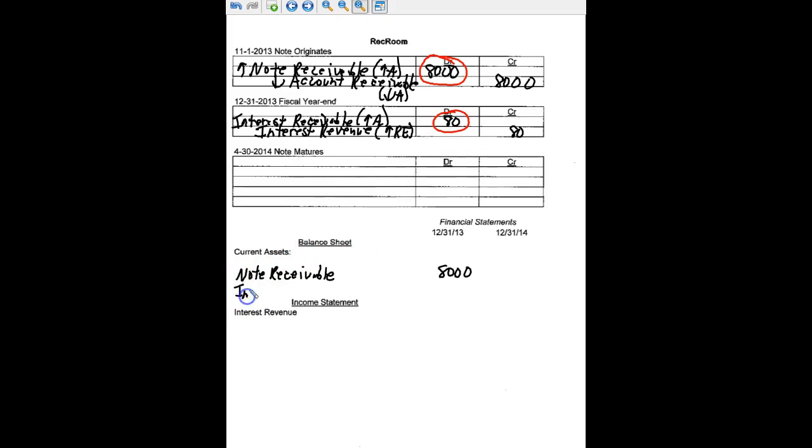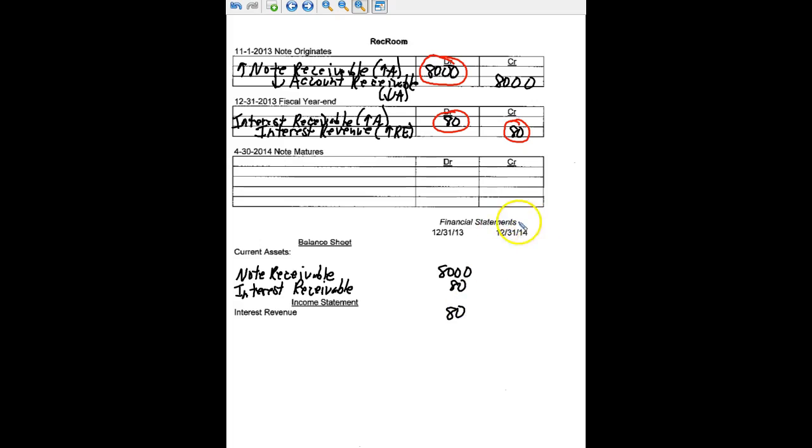And then also interest receivable. So because there's only one entry to both of these receivable accounts, I didn't bother with the T account. All right, so we have a note receivable of $8,000, interest receivable of $80. And then we also would have interest revenue that would go on the income statement of $80. Just plug that in. Okay.